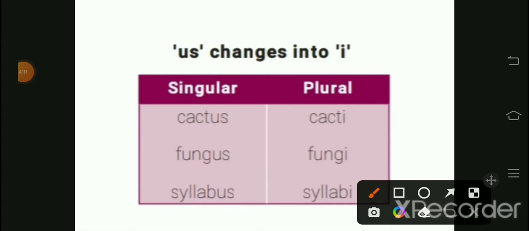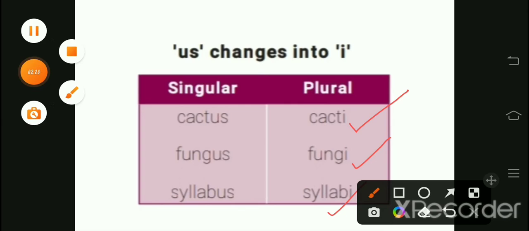Let us move to another type. In this type, there are some words that end with us. If we see those letters in the word, we cut the us and we write I in the word. See the first one, that is cactus, and the plural form is cacti. We have to cut the last two letters, us, and add I. And see the second example, fungus, and we say that as fungi. Then see the third one, syllabus, and we have to cut the last two letters, us, and add I, that is syllabi.